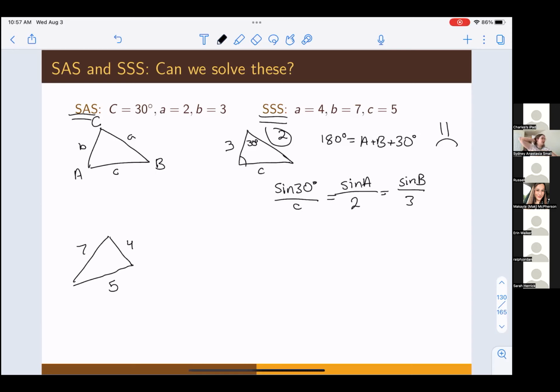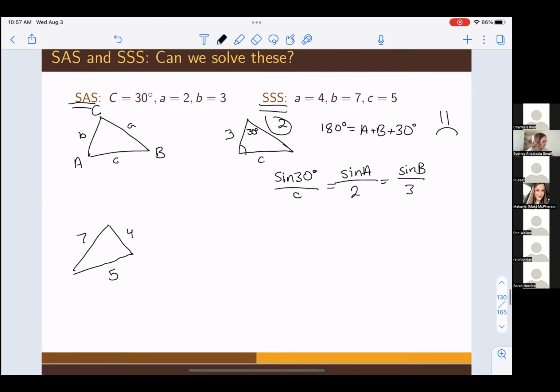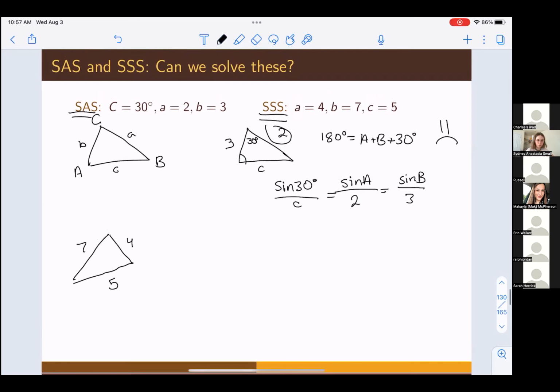Okay, we clearly can't solve for any of the measures of the angles from this because we need 2 of them and we don't have any of them. And also notice there's no way to set up the law of sines so that we can solve this, because we know that the sine of A over 4 equals the sine of B over 7 equals the sine of C over 5. Cool. There are no 2 of these we could pick out that only have one unknown because we don't know any of the angles. So what do we do?